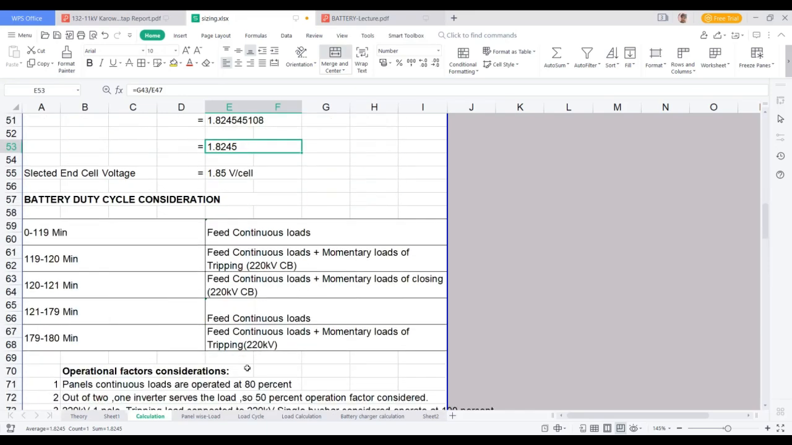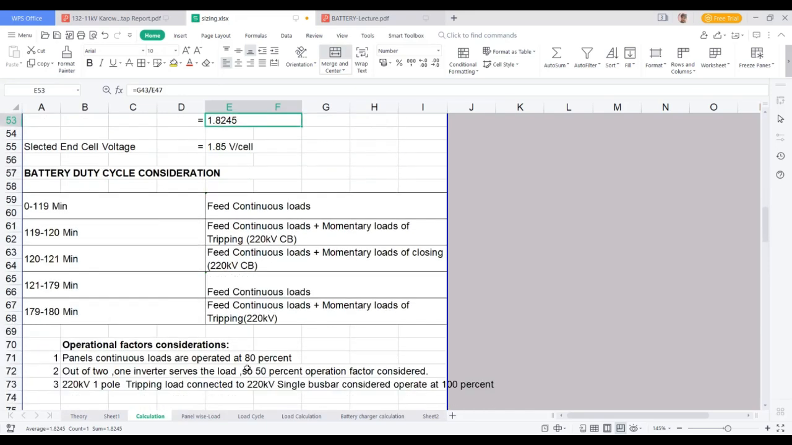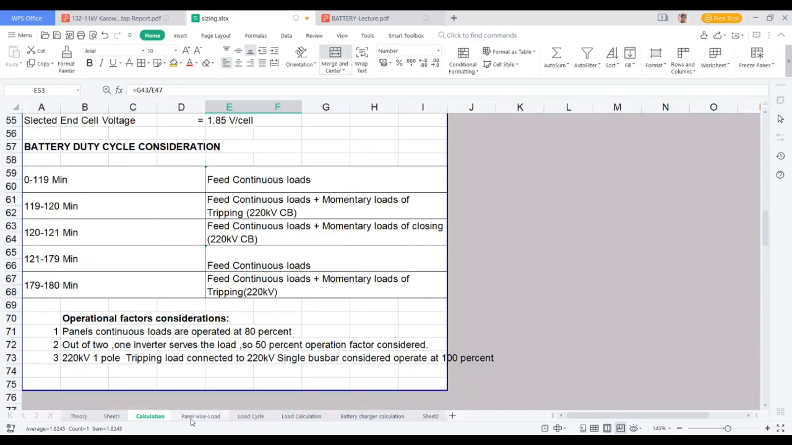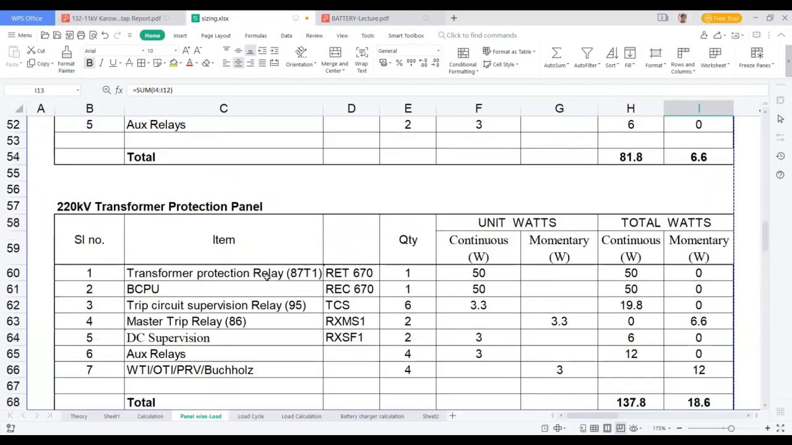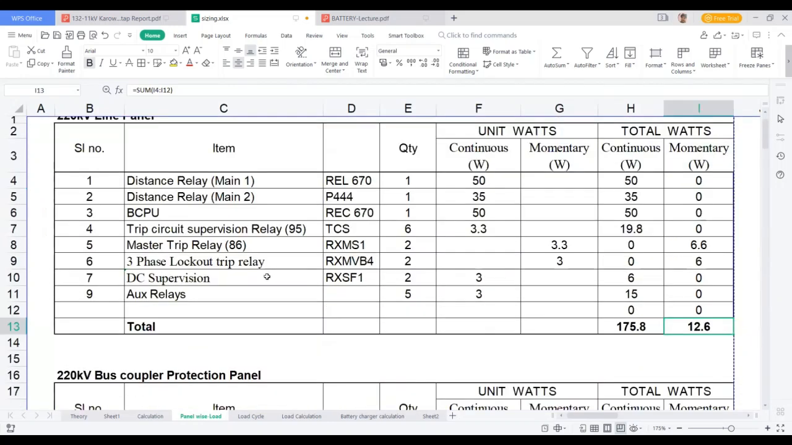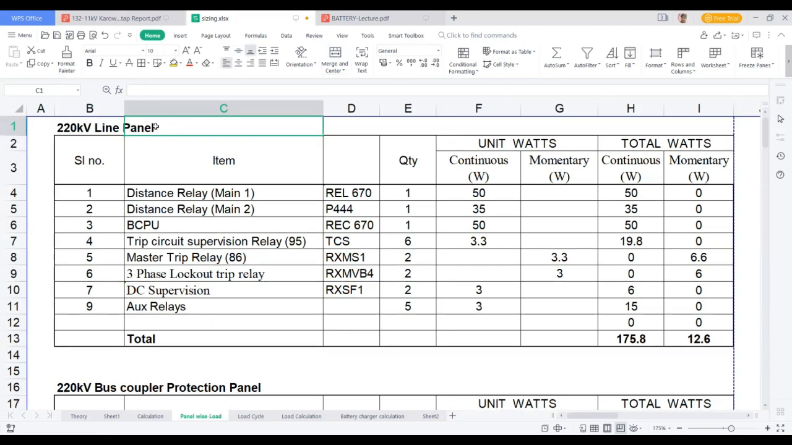Next, I am preparing the load schedule. For where we have to do this, we'll come back to that again. So these are all my DC loads for my substation team. Generally the DC loads in the substation, as I said before also, are only the control and relay panel. So this is my 220 kV control and relay panel, where we have these number of relays and master trip relay, supervision, all these things.